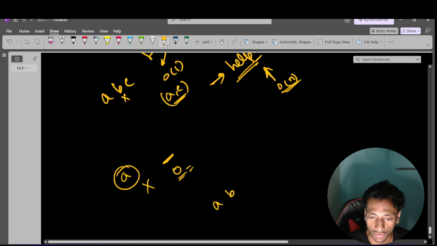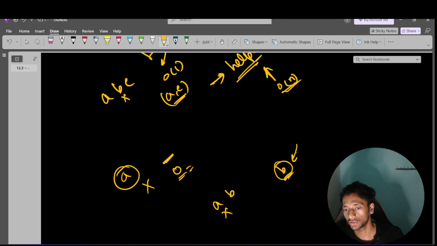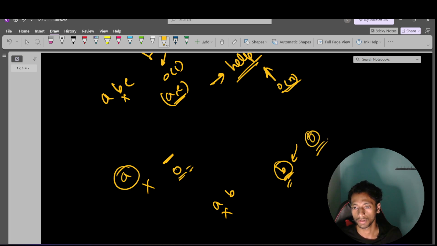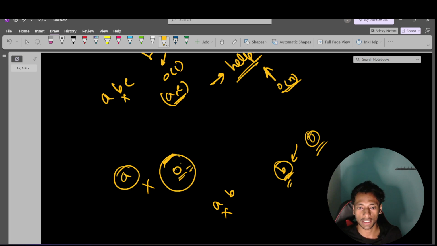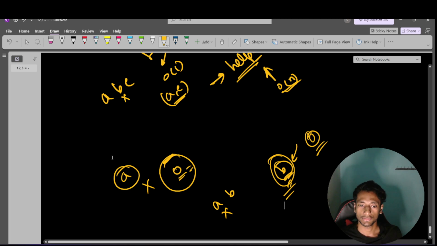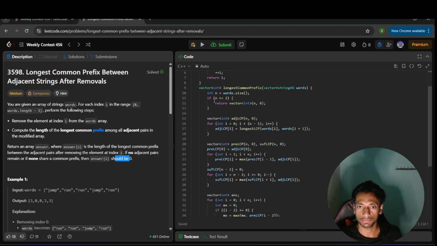Suppose you have only two strings, A, B. Suppose I have removed A. After that only B will be present. Now for this B, can we create two adjacent pairs? No, not possible, only one is present. So that time also I have to return 0. Got it? They mention that if no adjacent pairs remain or none share a common prefix, then the answer should be 0. Here no adjacent pair is present. Here also there is no adjacent pair present. Correct? So that's why for this situation I have to return 0. So if our length is less than or equal to that, return an array of that number of times 0.